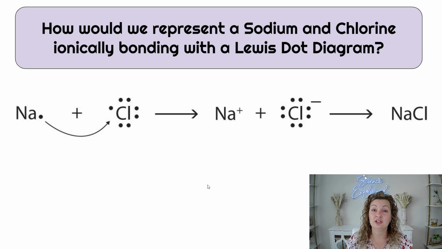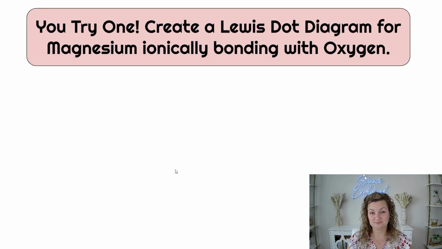What does this look like in a Lewis dot structure? So we have the 1 valence and the 7 valence, and the arrow is representing the give and the take, right? The transfer of the electron. And then we can see it becomes cation and anion, and then we end up with sodium chloride, them as an ionic compound. So I want you guys to try one. Try to do a Lewis dot structure of magnesium ionically bonding with oxygen. Go ahead and pause your video and try it out. I'll give you the answer in a second.